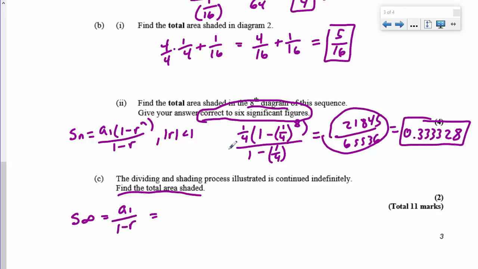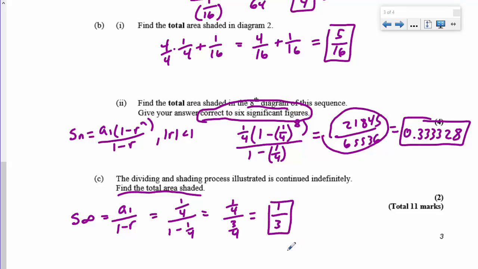a1 right here is a fourth. We already know that. And so is the r value. So basically this becomes 1/4 over 1 minus 1/4. 1 is the same thing as 4 over 4. If we subtract the 1/4 from that, we get 3/4. So this is actually going to converge on the value of a third.